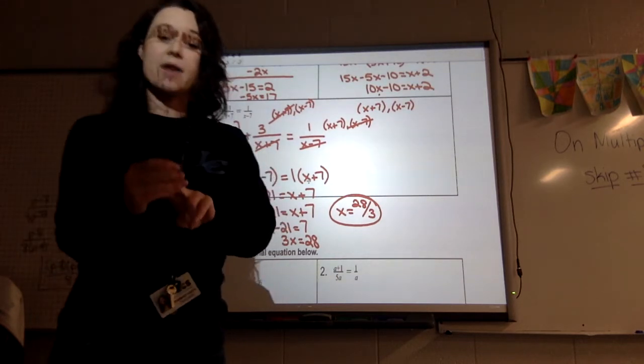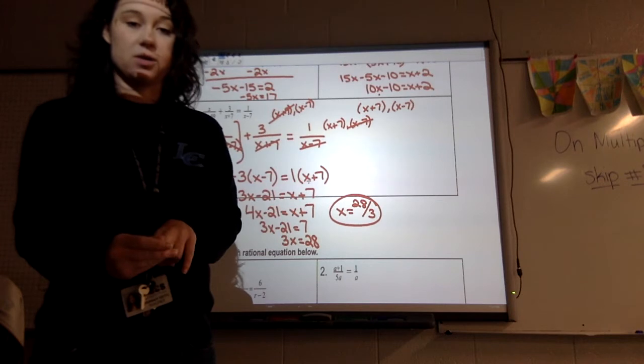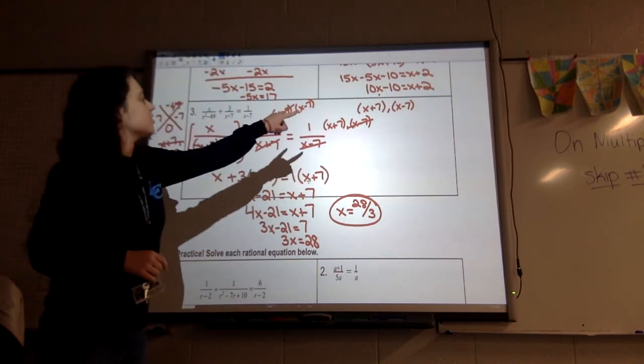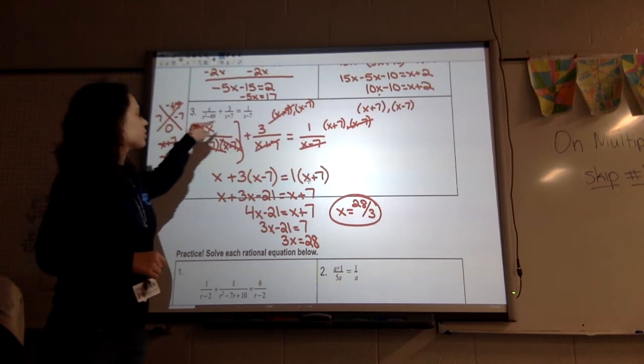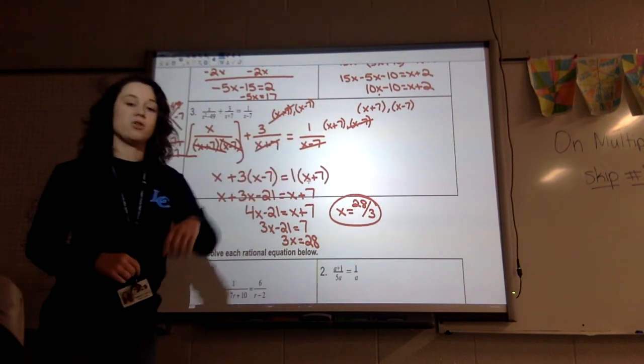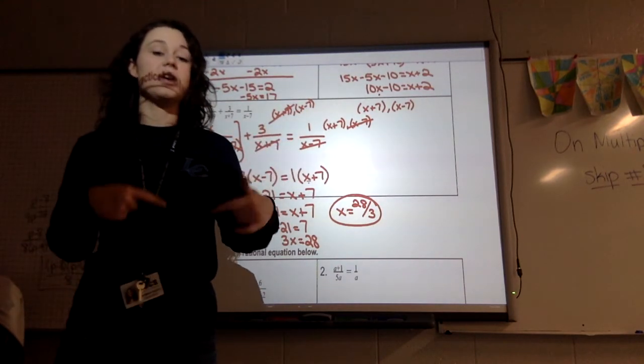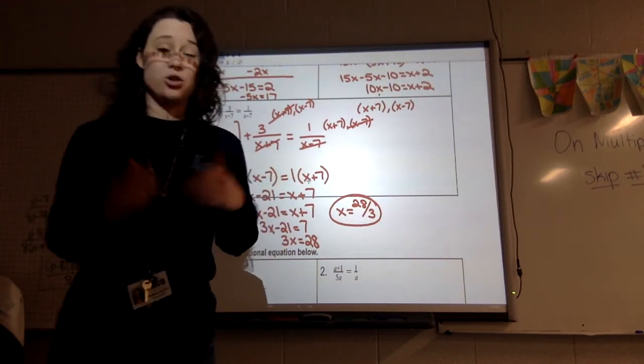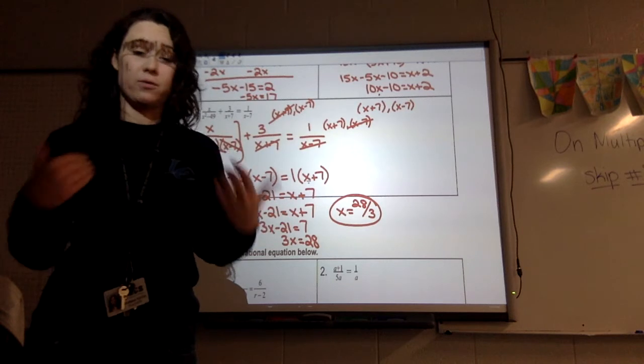Make a list of everything that's in the bottom of those fractions. Okay? Then take the things in that list and multiply them by every single fraction. See what you can get to cancel out. And after you've done that, you're just solving an equation like you've seen for several years now.